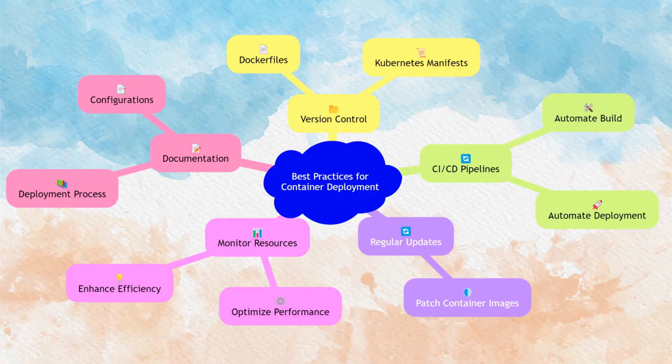Adhering to best practices can significantly enhance the success of your container deployment. Use version control for your Docker files and Kubernetes manifests. Implement continuous integration and continuous deployment, CI/CD, pipelines to automate the build and deployment process. Regularly update and patch your container images. Monitor resource usage and optimize your containers for performance and efficiency. Finally, document your deployment process and configurations for future reference.